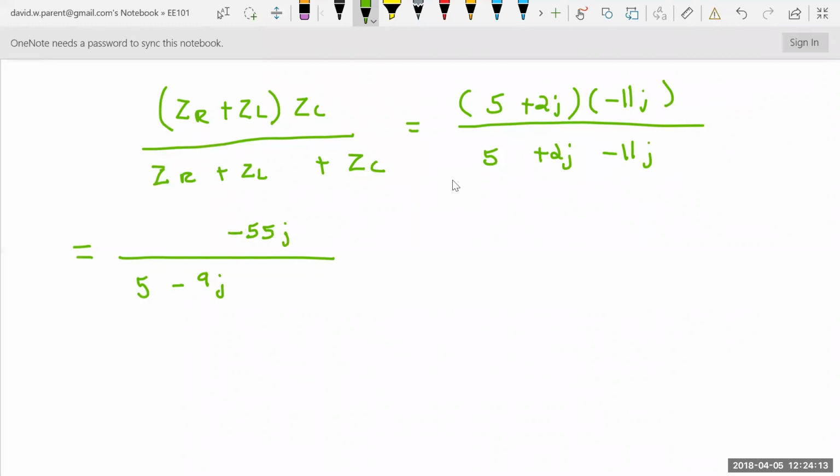Here we have plus 2j times minus 11j. So we're going to have 22, right? We know that j times j is in fact minus 1. Minus 1 times minus is plus. So we just leave it at 22. And this would be ohm squared over ohm, so all the units would cancel to ohms.